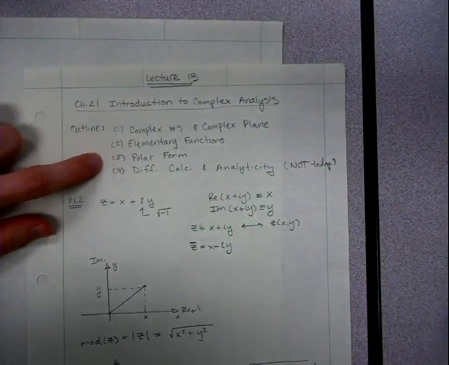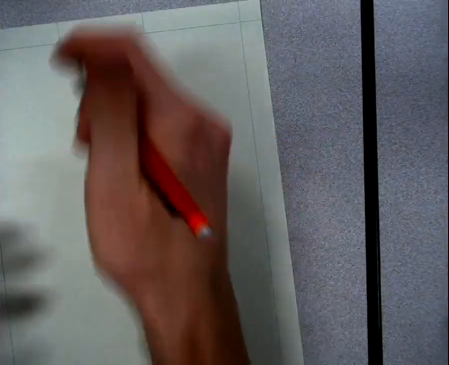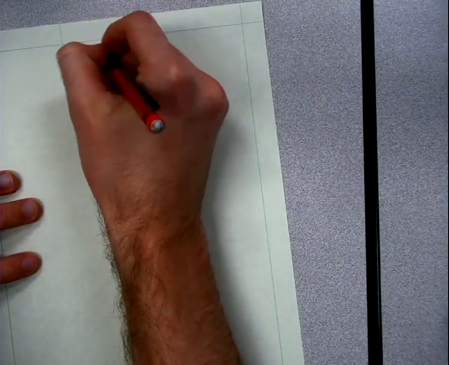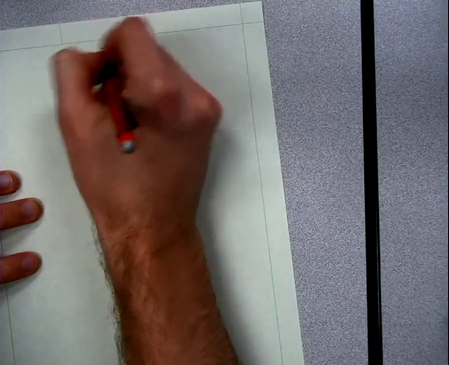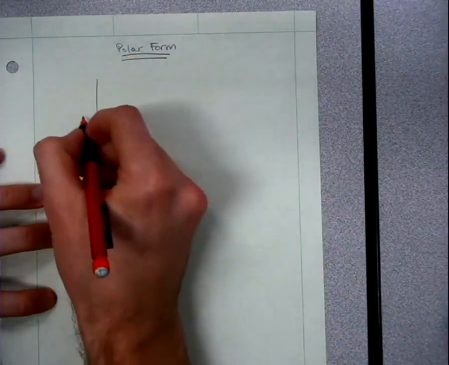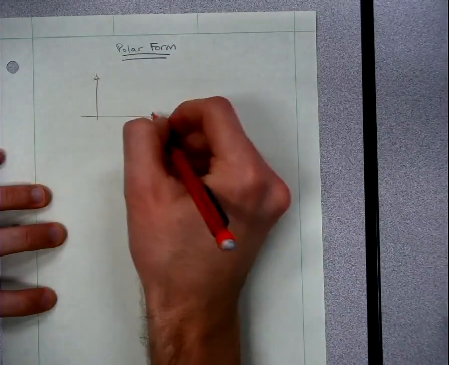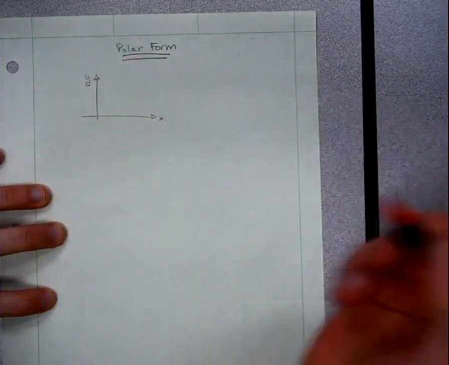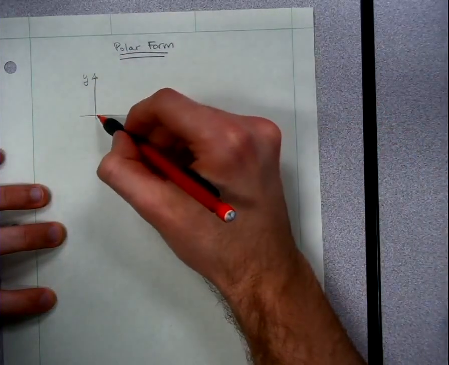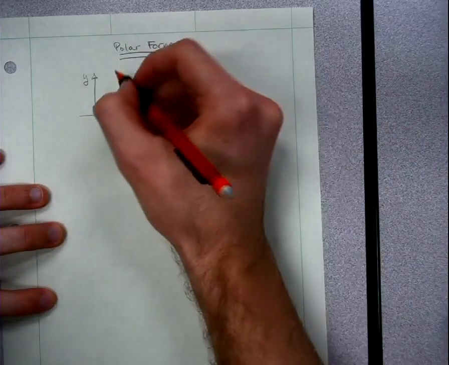So the next part is going to be the third part in what we're doing today, which is the polar form. So that's going to be our third, what we're going to start now. So, polar form. Okay. So it's just like you would expect. We're going to have x, y, or real and imaginary, and we're going to plot some point z.